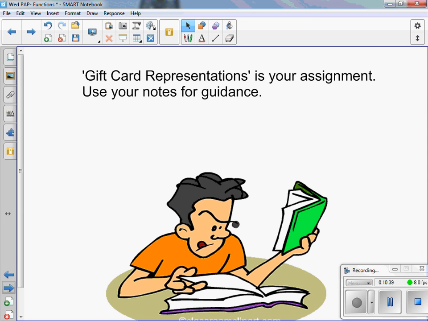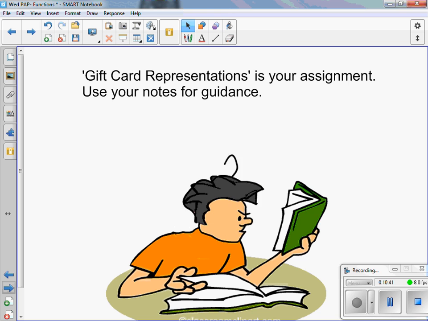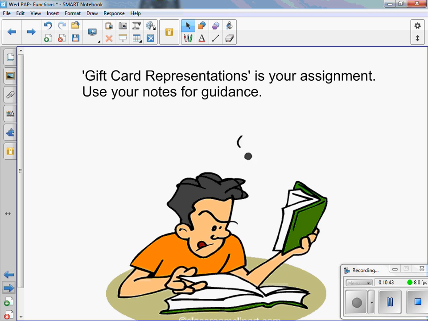So complete the gift card representations in your booklet, and we will discuss tomorrow.